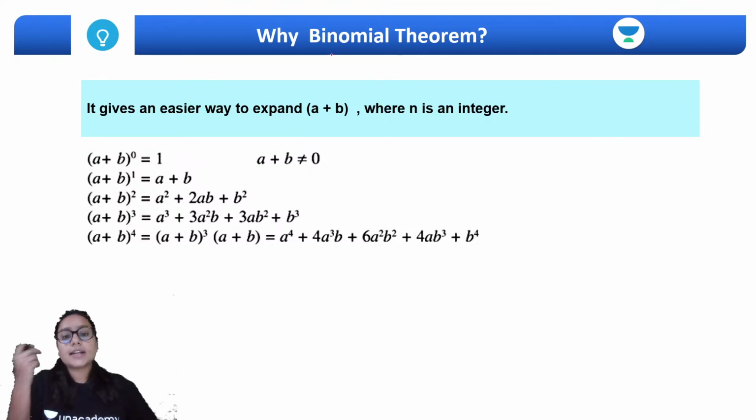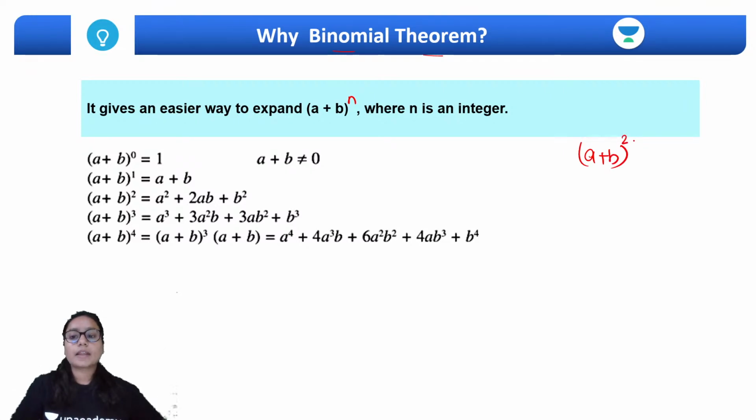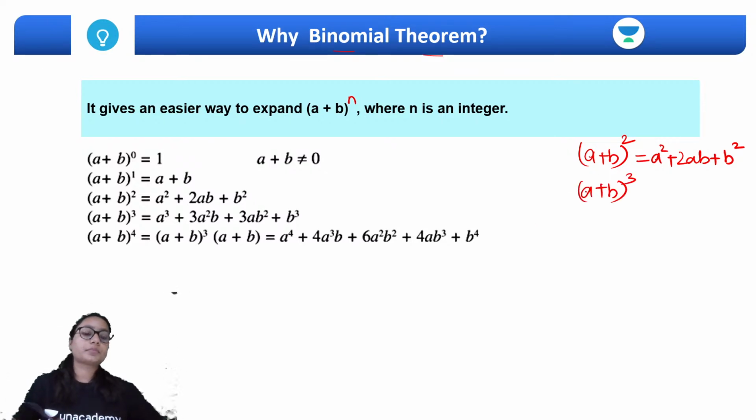Alright guys, let's start. So first of all, let us understand why we need binomial theorem. Suppose you have to find a plus b whole square, we have an identity for this. We have learnt an identity in algebra. It is a square plus 2ab plus b square, right? Likewise, we have an identity for a plus b cube.